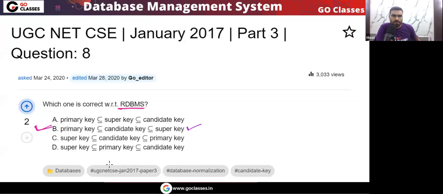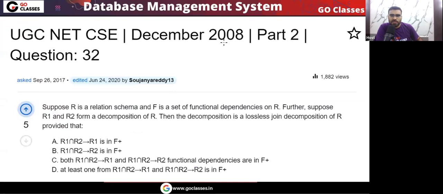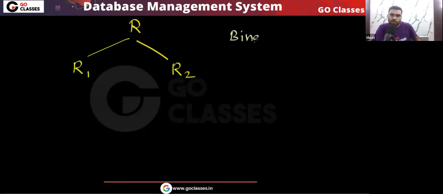Let's move on. Let's solve this UGC NET December 2008 question. Suppose R is a relation and F is a set of functional dependencies on R. Further, suppose that R1, R2 is a decomposition of R. Then the decomposition is lossless, provided that which of these is the condition? We are doing a binary decomposition: this relation R we are decomposing into two relations, R1 and R2.